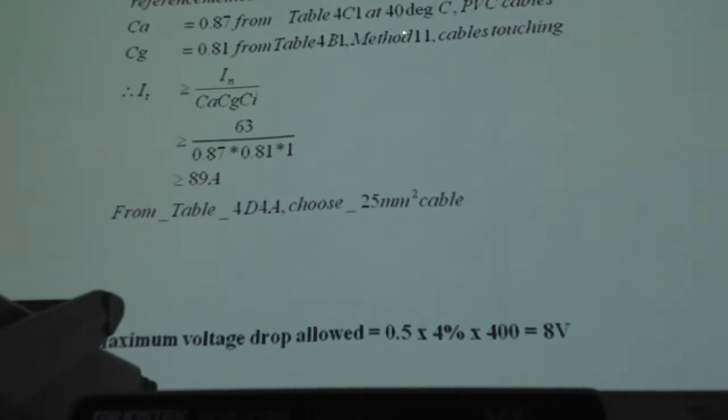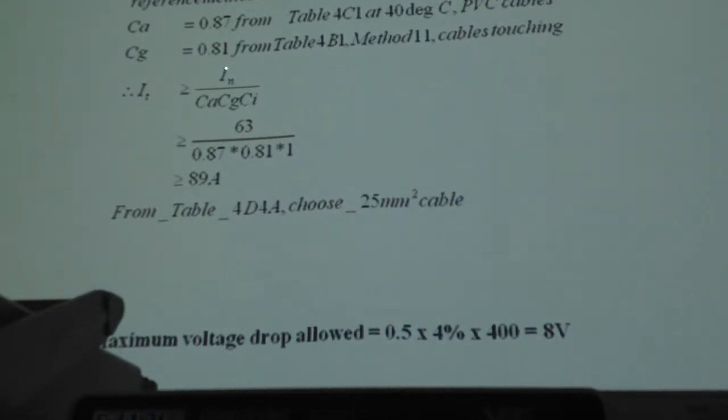Table 4C1 at 40 degrees C, it is PVC cable. Therefore, the ambient temperature correction factor is 0.87. Similarly, go to table 4B1 for method 11. If the cables are touching each other, the grouping factor is 0.81.